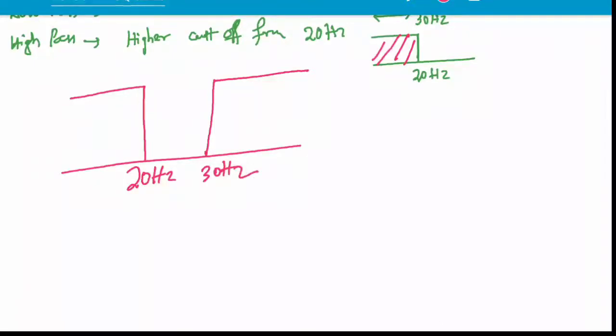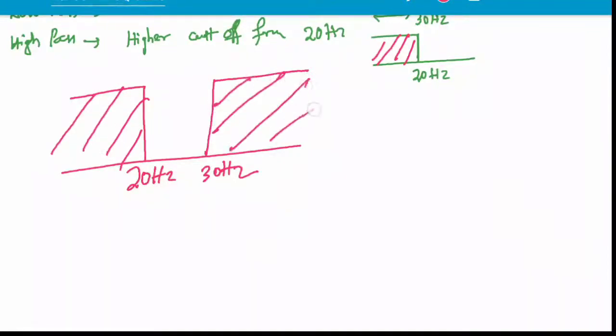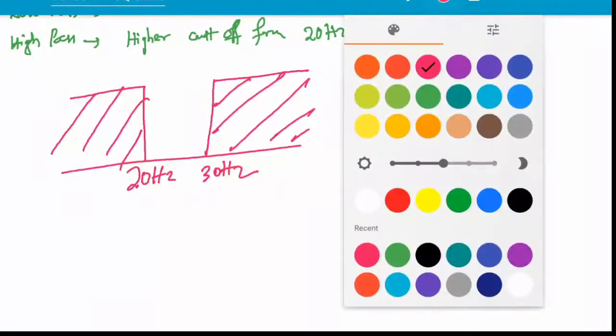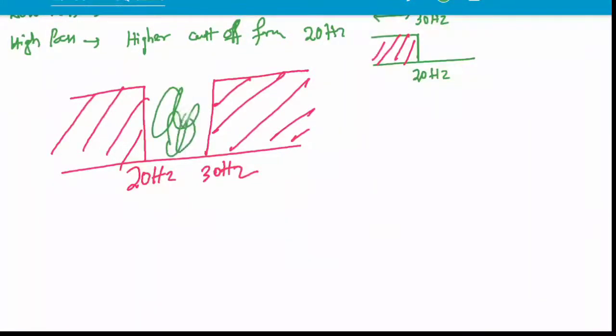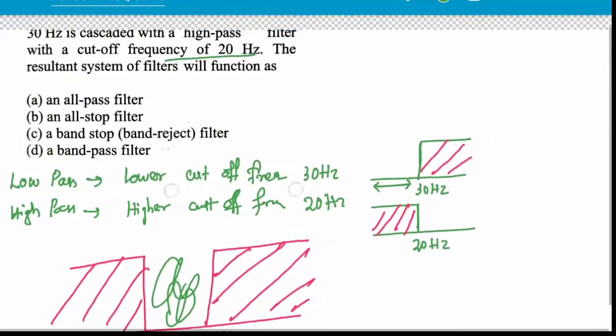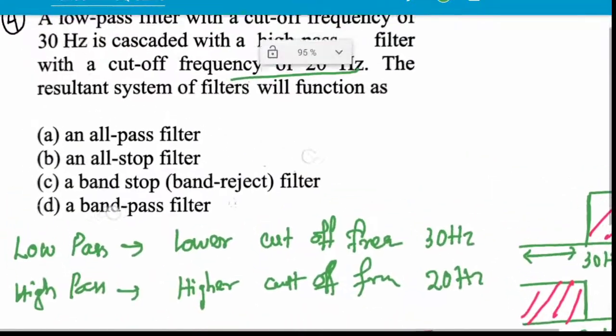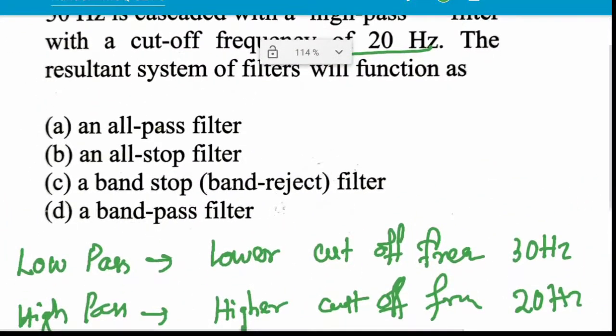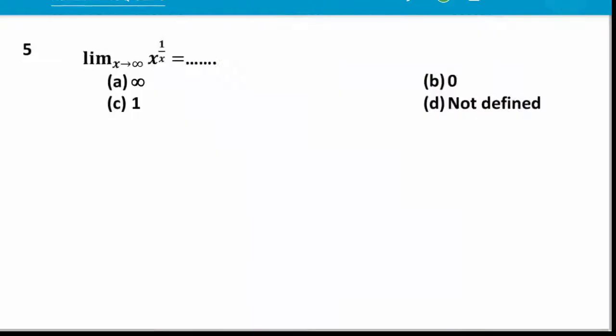So this will block frequencies below 20 Hz and frequencies above 30 Hz and allow in-between frequencies, that is from 20 Hz to 30 Hz. So the answer is band pass filter. This is not band stop filter, this is band pass filter. Next question, question number 5. Limit x tends to infinity, x to the power 1 by x is equal to.